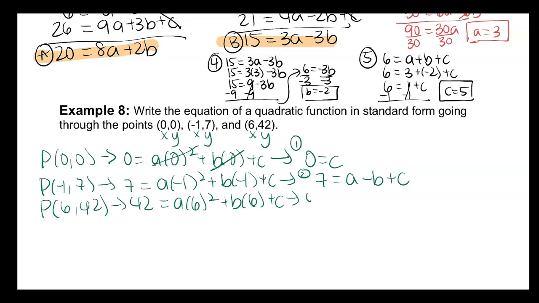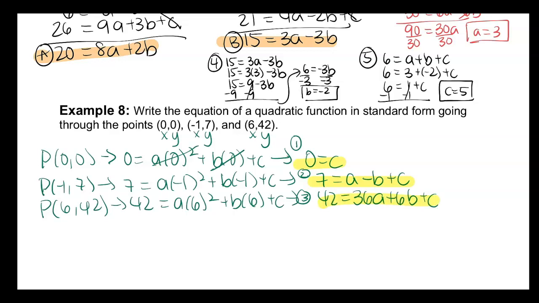So this will be my third equation: 42 equals 36a. That is supposed to be an a. Let's try that again. 36a plus 6b plus c. Okay, well, let's think about it. Technically, these are my equations: c equals 0, 7 equals a minus b plus c, and the last one.